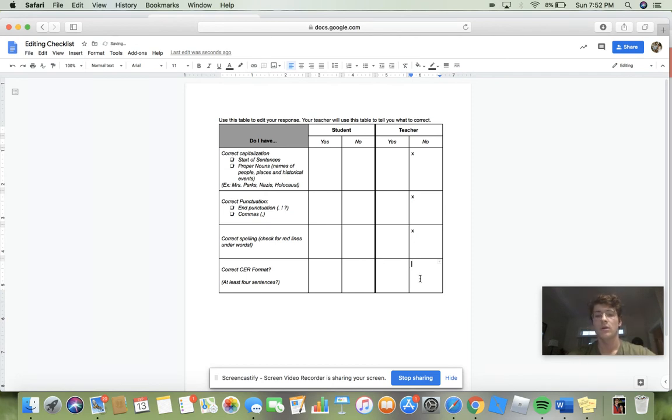So, we will be using this for the first time on your final product this week. Hopefully this makes sense. And if it doesn't, we'll be able to explain it a little bit more in class. But this is just a really quick rundown of what this editing checklist is for.